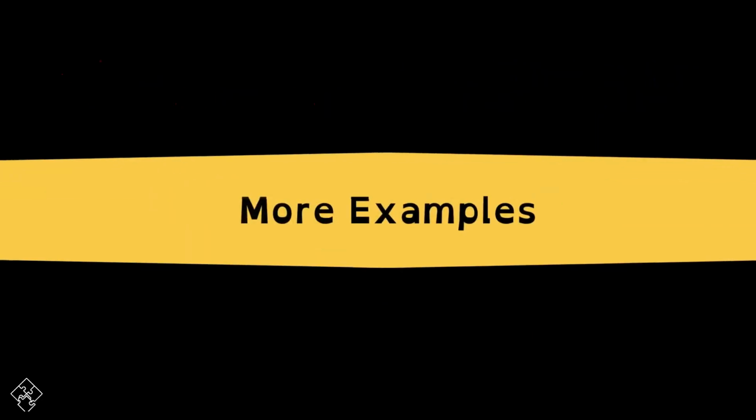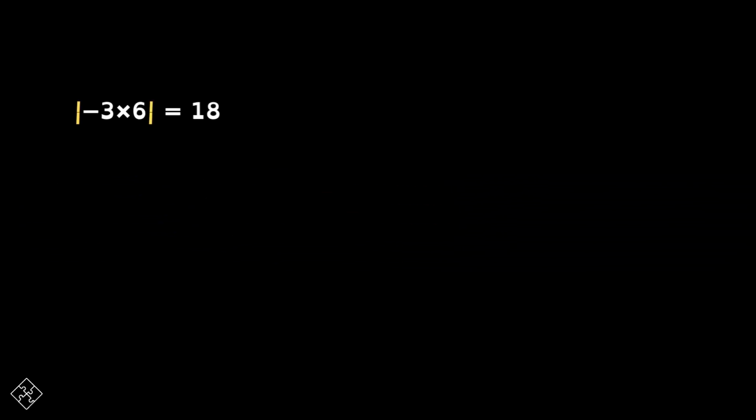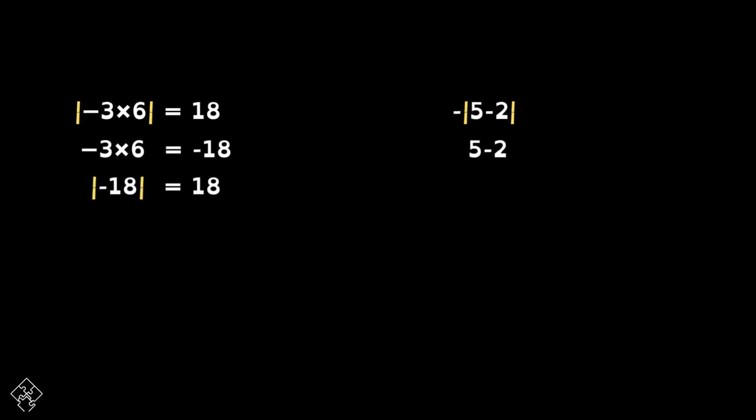Here are some more examples on how to handle absolute values. So we have the absolute value of negative 3 times 6, and that is equal to 18. Because negative 3 times 6 is equal to negative 18, and the absolute value of negative 18 is equal to 18. The next one, how do we do this? Negative times the absolute value of 5 minus 2. First, we subtract 5 minus 2, and that is equal to 3, and then the first minus gets us negative 3.